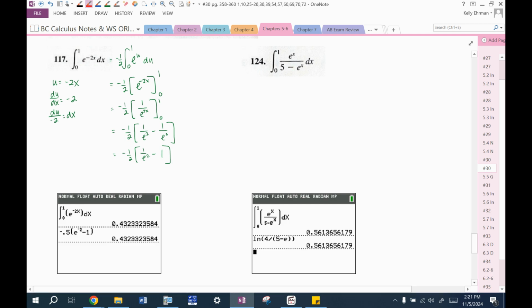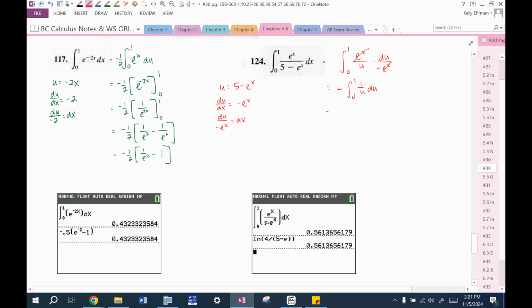For number 124, we're going to let u equal the denominator. The derivative with respect to x should equal negative e to the x. And so du divided by negative e to the x is going to equal dx. So on this one, we've got the integral from 0 to 1. So let's see. I've got e to the x over u times du over negative e to the x. So the e to the x cancel. There's a negative sign out in front.